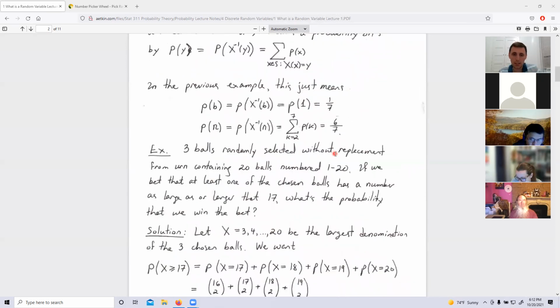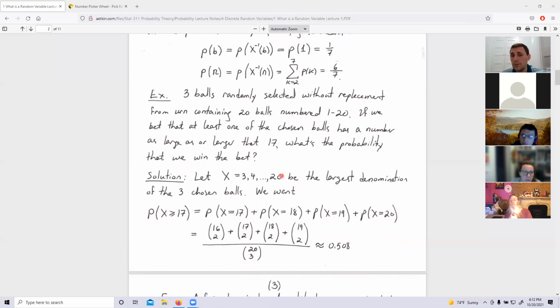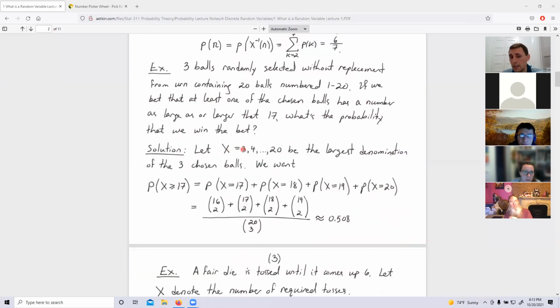So here is an example. 3 balls are randomly selected without replacement from an urn containing 20 balls numbered 1 through 20. If we bet that at least one of the chosen balls has a number as large or larger than 17, what's the probability that we win the bet? Okay, so we can describe the largest ball as 3, 4, up to 20, right, all the way to 20.